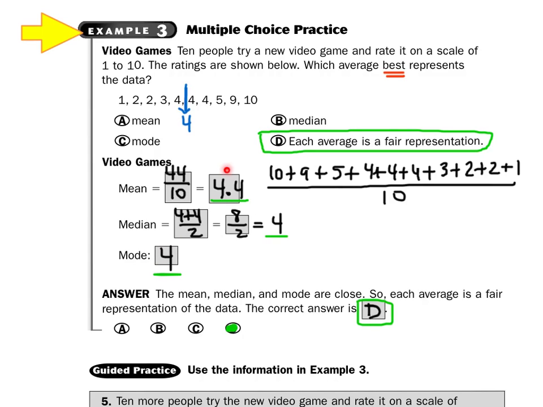Now in this case, the mean is 4.4, the median is 4, and the mode is 4. They are all so close to each other that the best average would be any of them. Each average is a fair representation. So D would be our best choice.